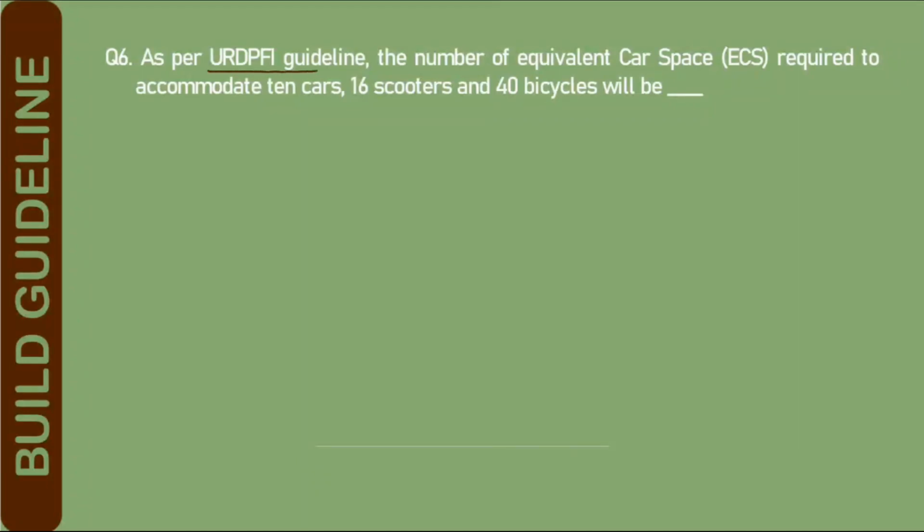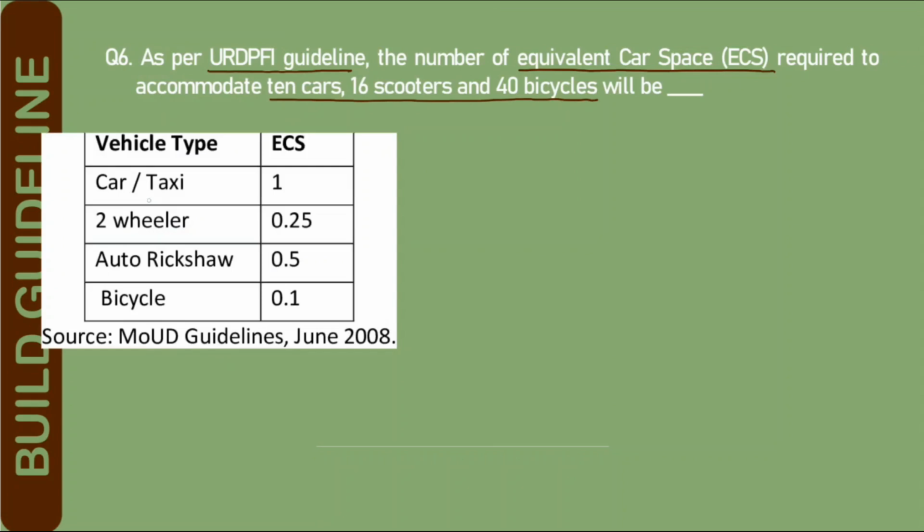As per URDPFI guidelines, the number of equivalent car space, that is ECS, required to accommodate 10 cars, 16 scooters and 14 bicycles will be? So this is the ECS of all vehicles according to the guidelines.